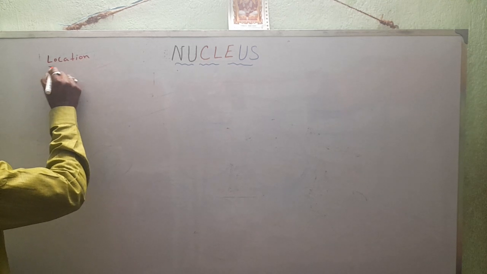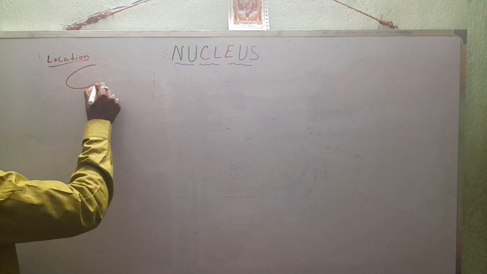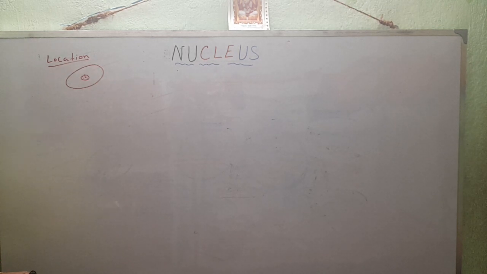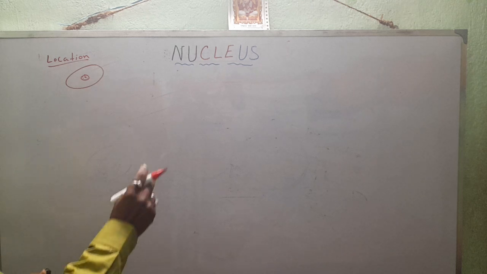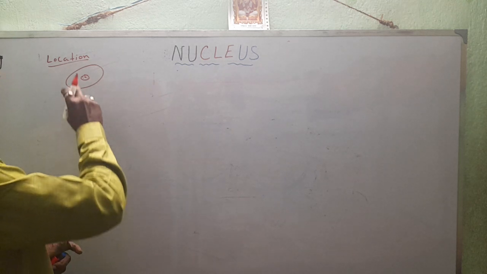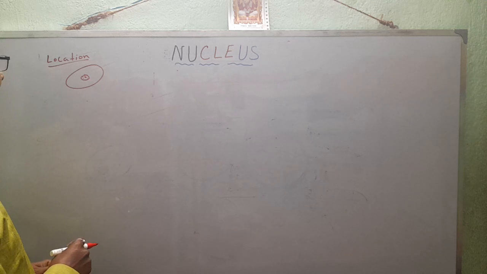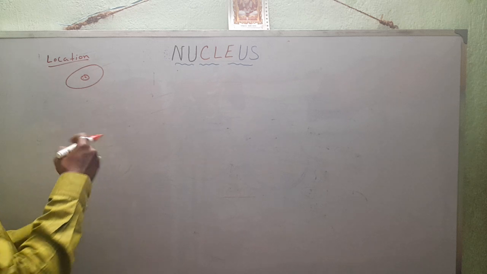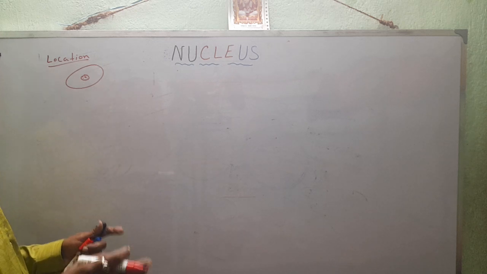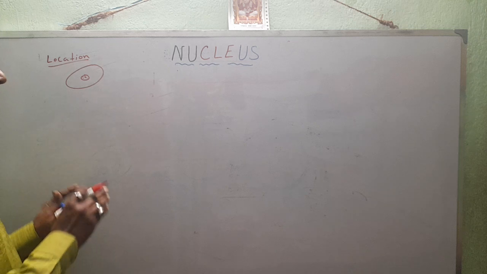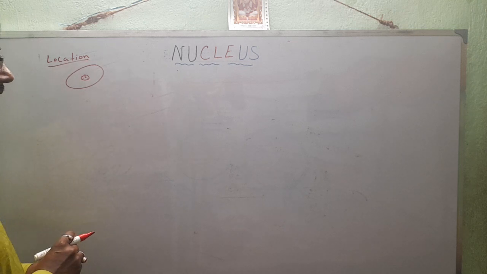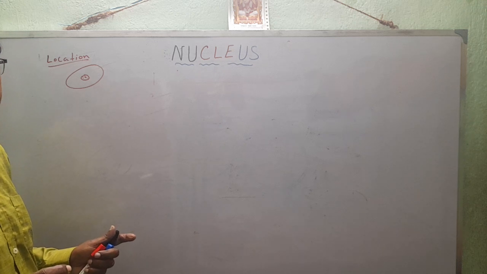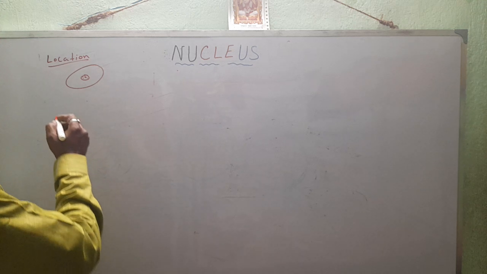Where is it located? Suppose this is the cell. In the center of the cell, the nucleus is present. In the case of an animal cell, it is called centric, and in the case of a plant cell, it is called eccentric because it is away from the center due to the large vacuole present in the plant cell. This nucleus is in an eccentric position. And in a prokaryotic cell, a true nucleus is absent.